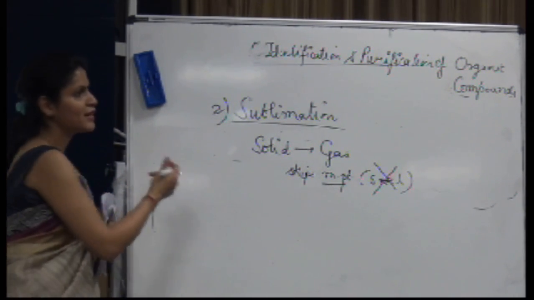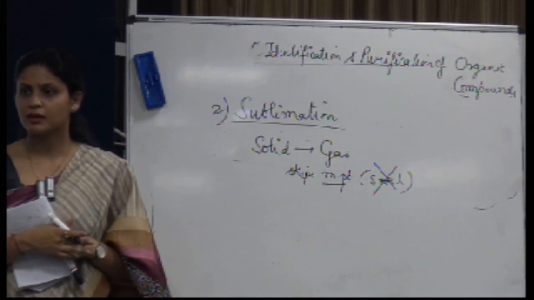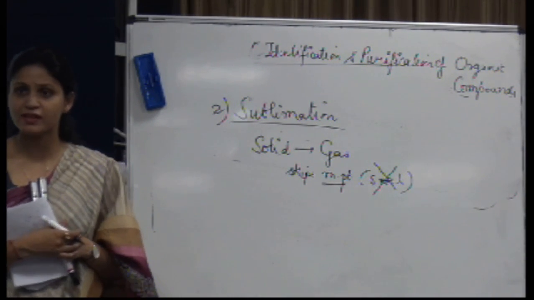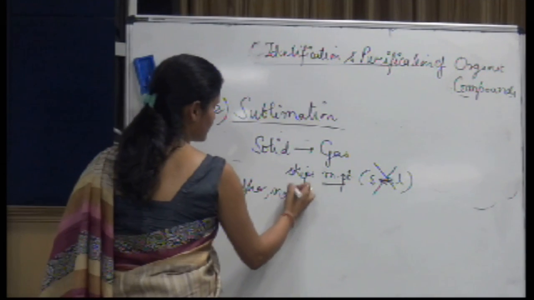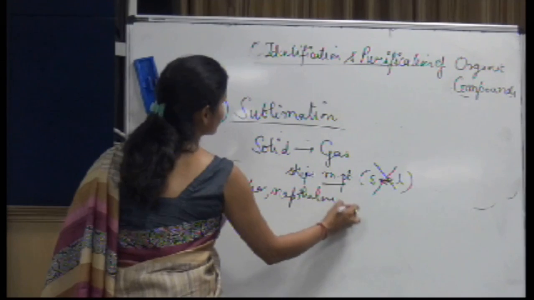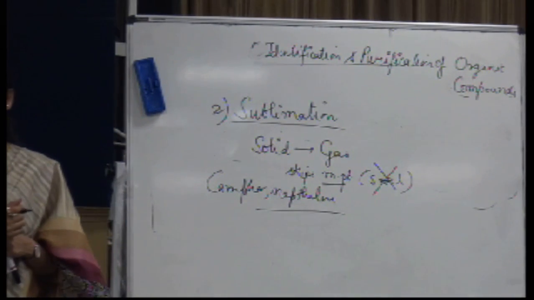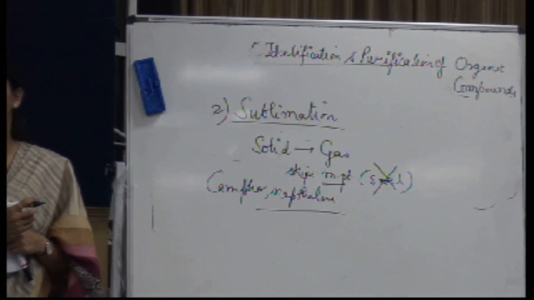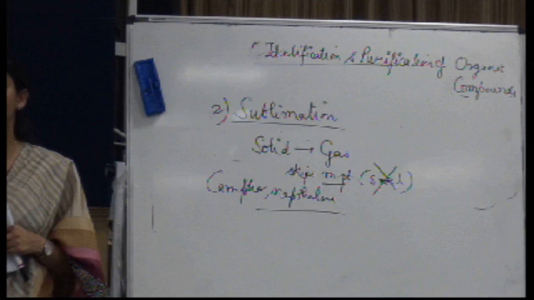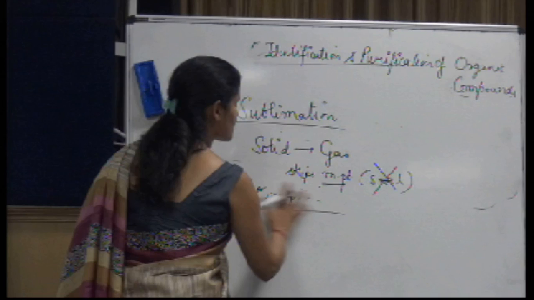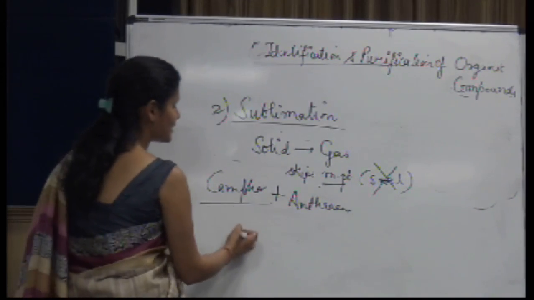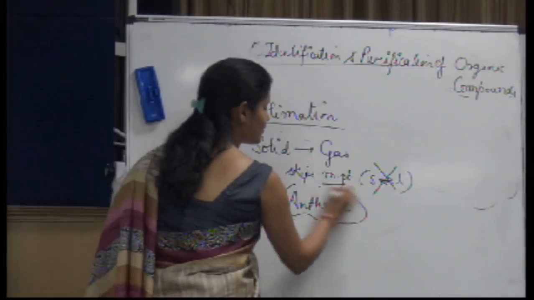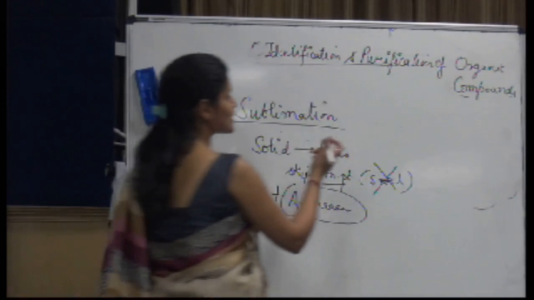Any example of any sublimable compound? Camphor, naphthalene. So can I separate camphor and naphthalene together? No. Both will tend to sublime together. Suppose I am given a mixture of camphor plus some anthracene, then I can separate. I know camphor is sublimable, and hence I can sublime camphor and I'll be left with anthracene as solid. How do I sublime?